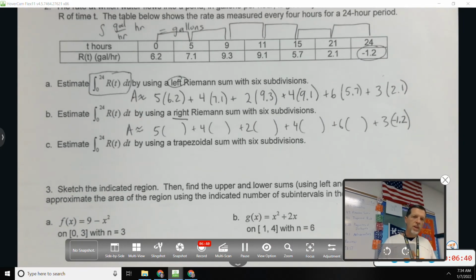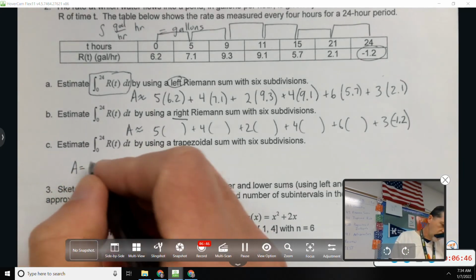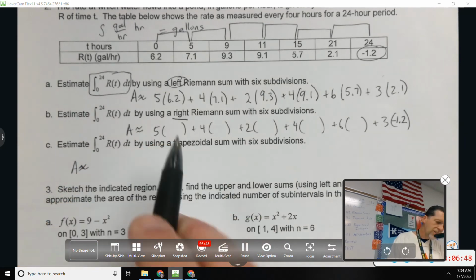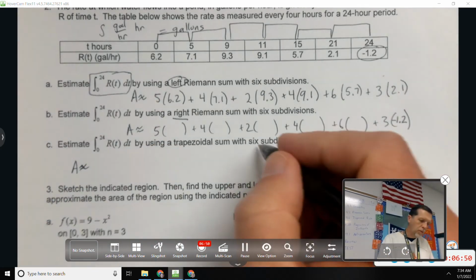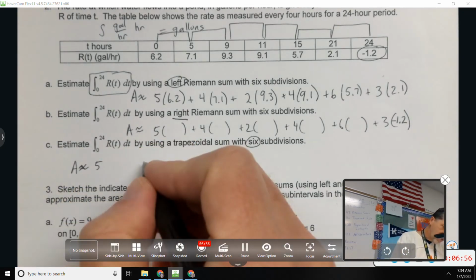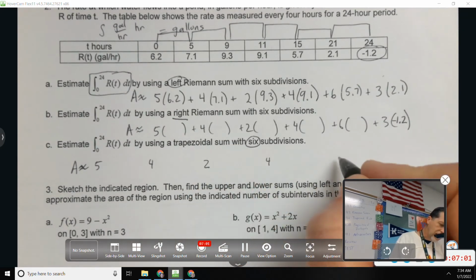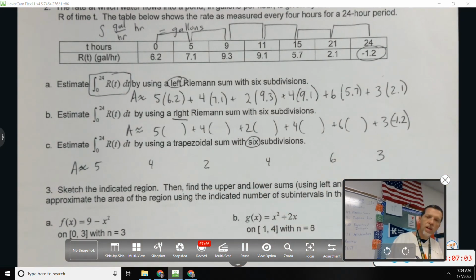Part C, trapezoidal sum with 6 subdivisions. Okay, well, I guess the good news is with 6 subdivisions, it's the same width. So the same width again. I'm going to try to space them out because I know the height. So there's my 6 widths.